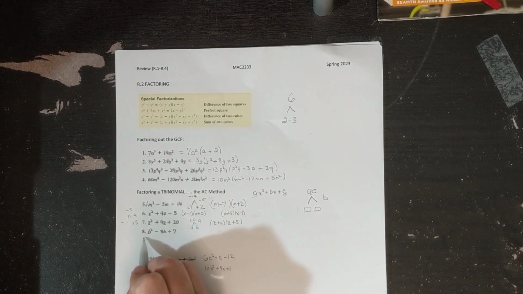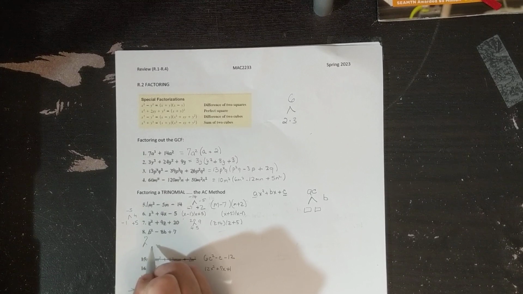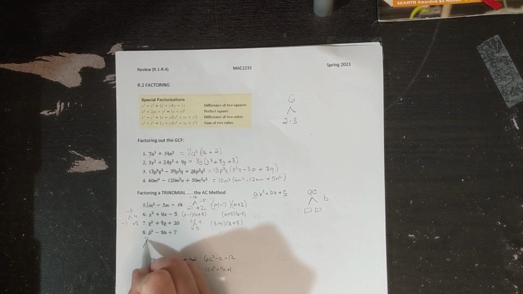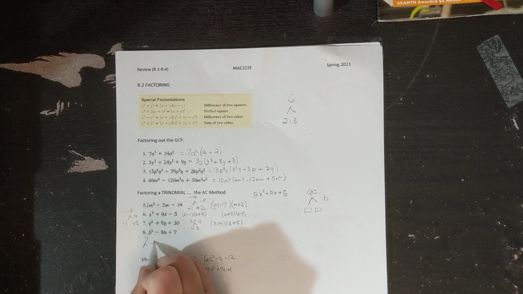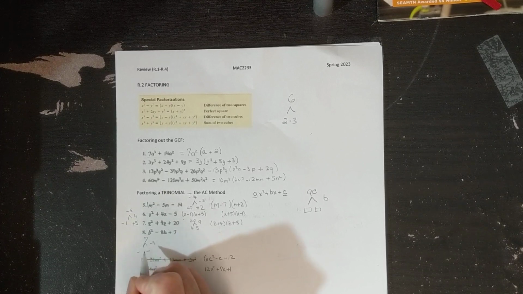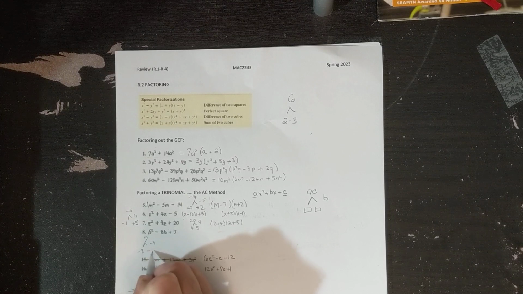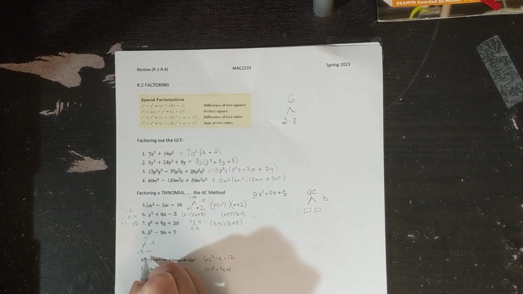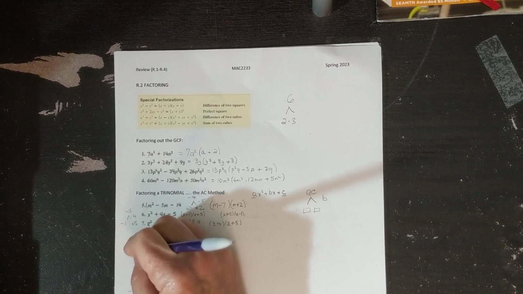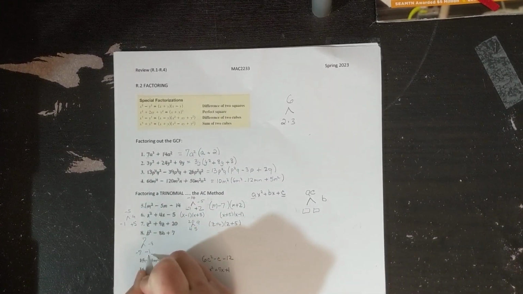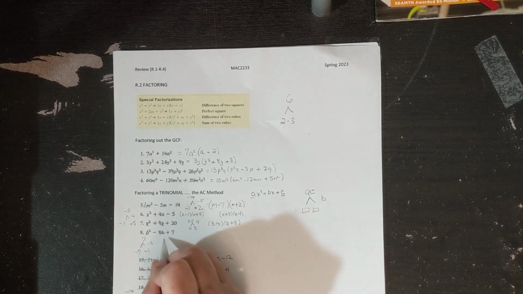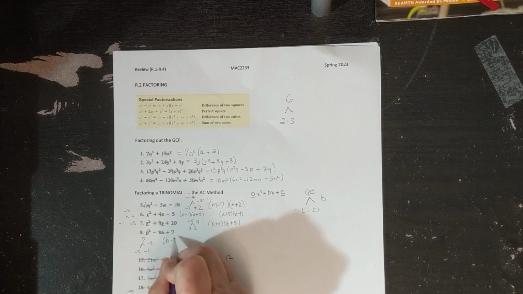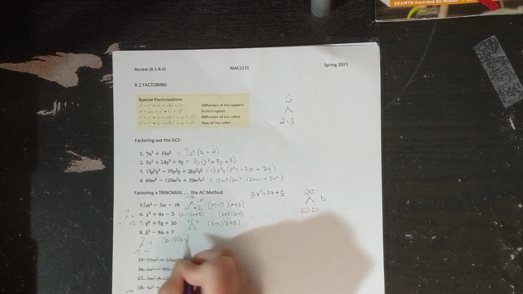a is 1, c is 7. 1 times 7 is 7. I want two things to add up to be negative 8. If it's a positive number, that can happen by multiplying a positive times a positive or a negative times a negative. In this case, it's going to be a negative times a negative because we want two things to add up to be negative 8. Negative 8 times negative 1... oh, that's not working. Sorry, let me try again. Negative 7 times negative 1 gives us positive 7, and negative 7 plus negative 1 is negative 8. So this last one factors into b minus 7 times b minus 1.